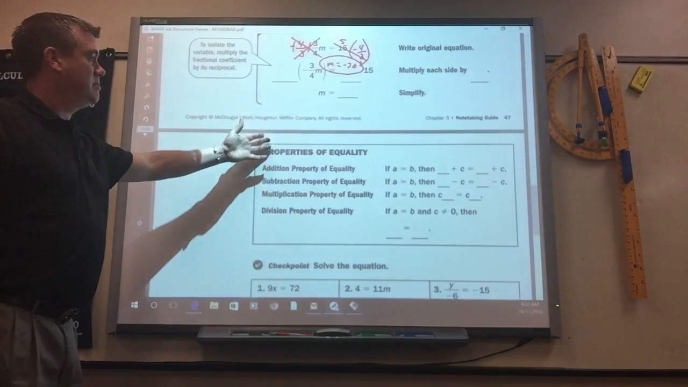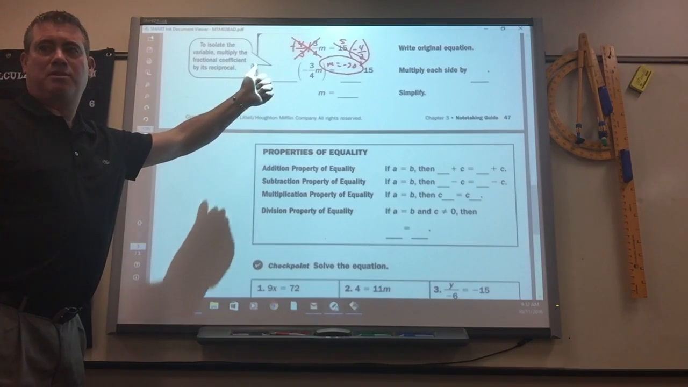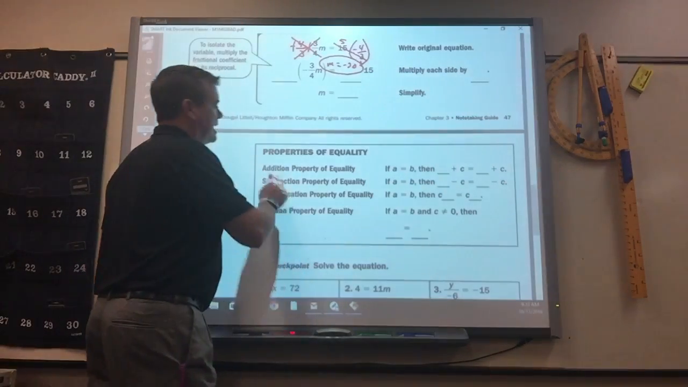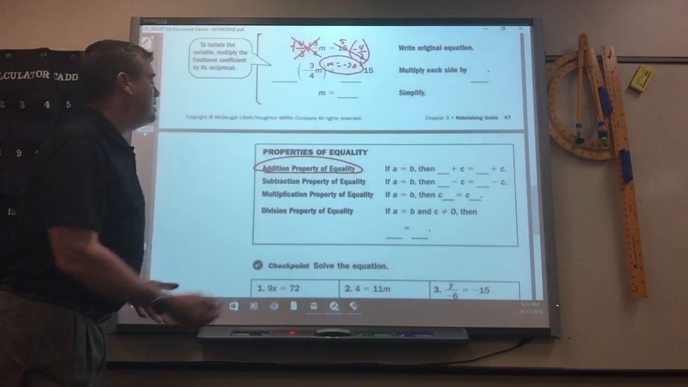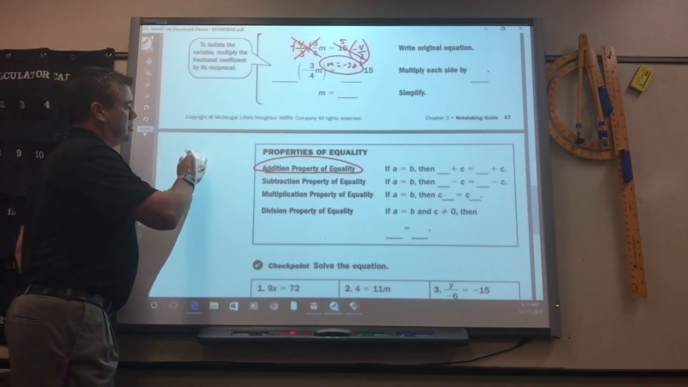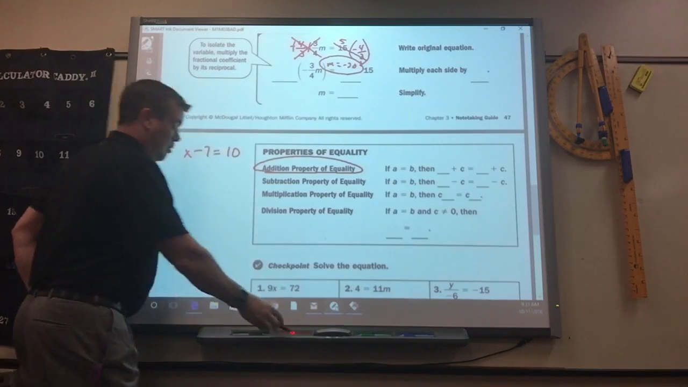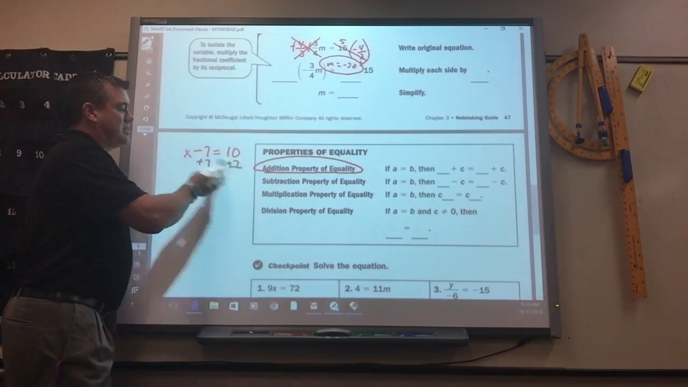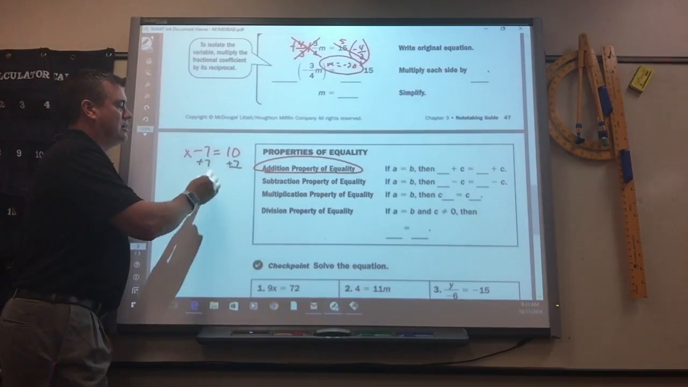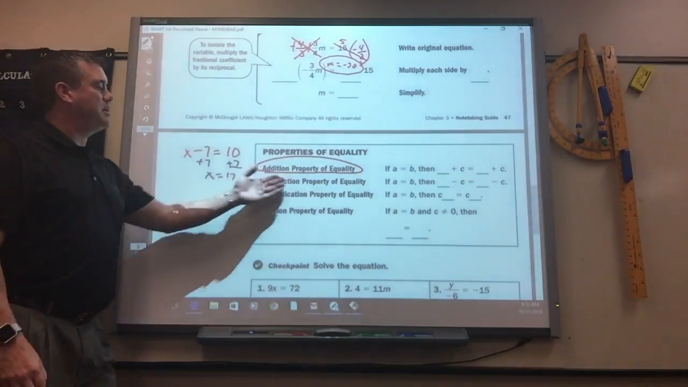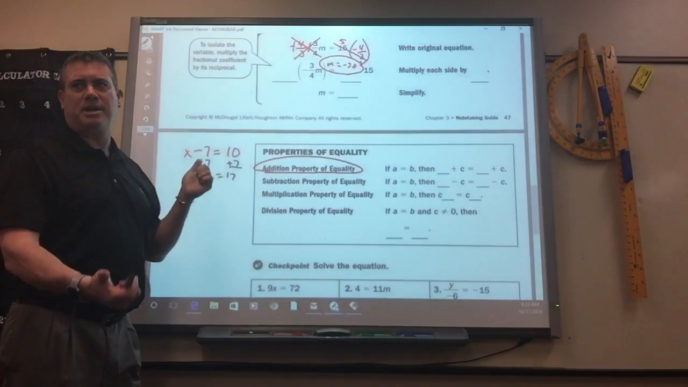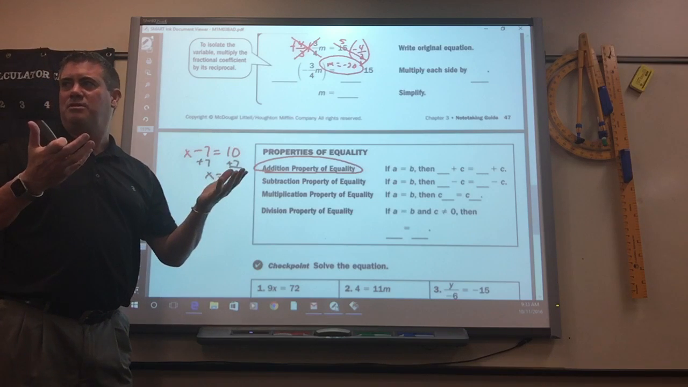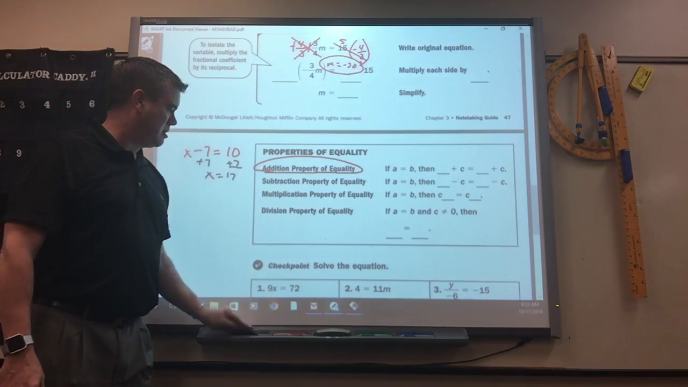Properties of equality. Remember what I wrote at the beginning? What are the properties of equality? Whatever you do to one side, you do to the other. So when they say the addition property of equality, that just means if you've got an equation like this, what would I have to do to solve for x? Add 7. That's the addition postulate. Whatever you add to one side, you do to the other. The subtraction property is if you subtract from one side, you got to subtract from the other. The multiplication is if you multiply by one side, you got to multiply by the other, and so on. Okay? So that's all that these properties are.